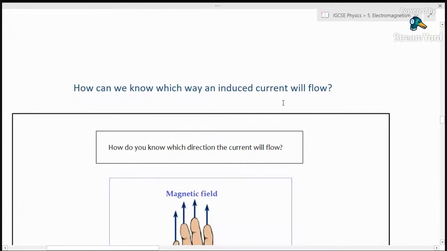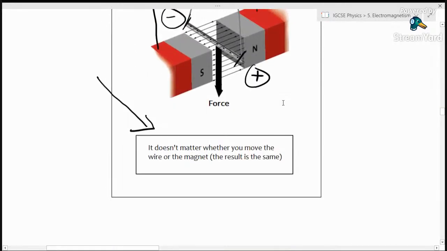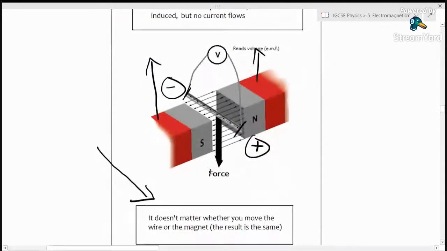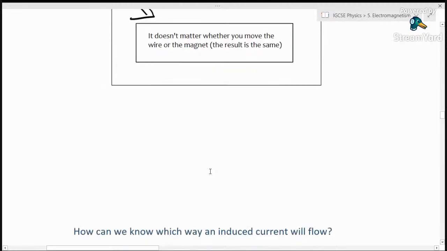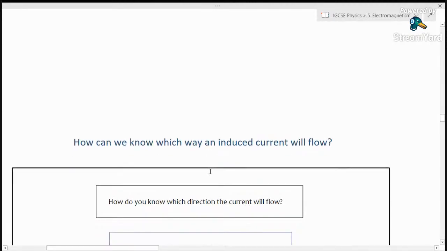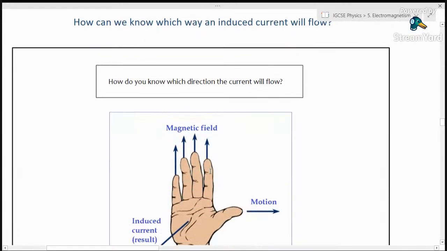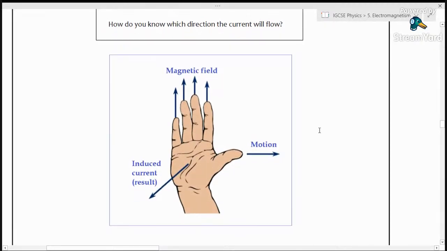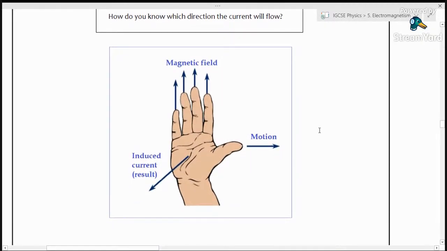So now the thing is, if we go back up to this picture, how do we know that if we move this wire upwards, it's going to cause a clockwise movement of the current? How can we know what direction the current is going to go? Well, there's a rule for that. And here is that rule. It's called the right-hand rule. And this is how it goes.